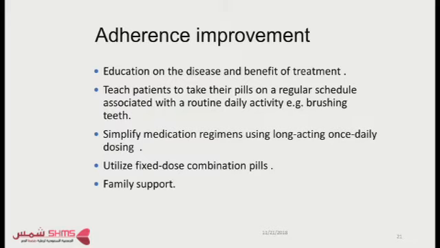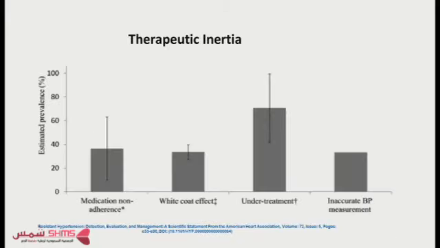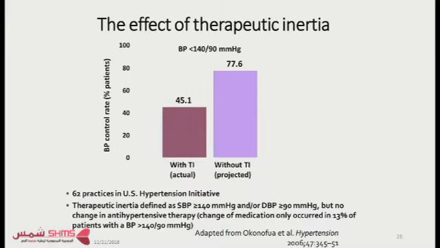How do we improve adherence? Education, teaching the patients, simplifying the medication regimen, utilizing fixed-dose combinations, and family support. Now, therapeutic inertia used to be a terminology we rarely saw. But now studies suggest that therapeutic inertia is an important cause of resistant hypertension, and its effect is that it makes your blood pressure uncontrolled.